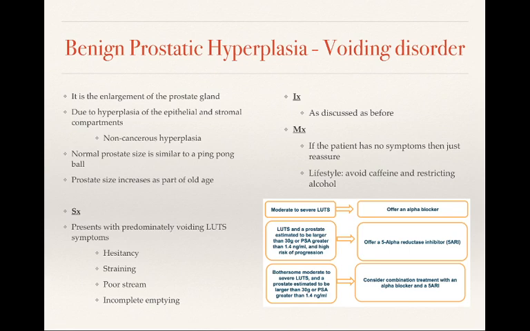If they have a combination of both, so they have moderate to severe LUTS as well as an enlarged prostate, you would give them a combination therapy of alpha blocker and 5-alpha reductase inhibitor. So an example of an alpha blocker would be tamsulosin, and an example of 5-alpha reductase inhibitor would be finasteride. I have mentioned these drugs later on in the PowerPoint presentation.